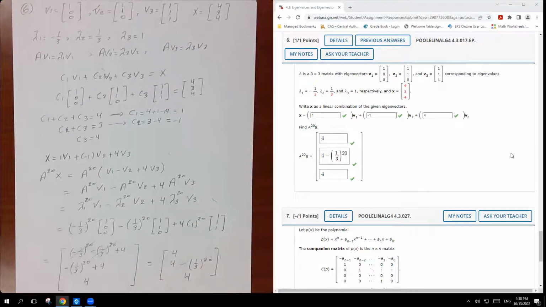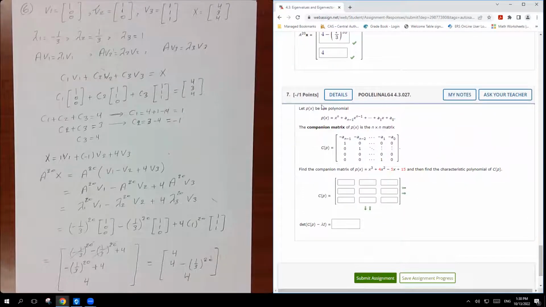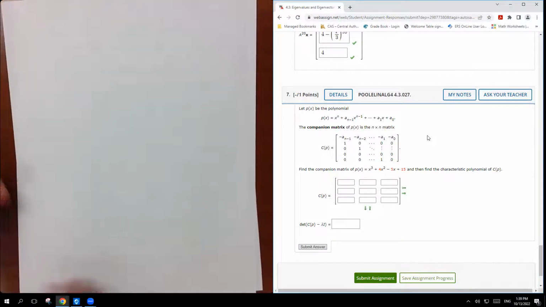The last example is another theorem. And here's the theorem. They're telling you the companion matrix of P of X is this one. Here's the companion matrix, which is negative a_(n-1), negative a_(n-2), and keep going. They're telling you here, find the companion matrix of P of X for this polynomial. That means we have to locate a_(n-1) and keep going.